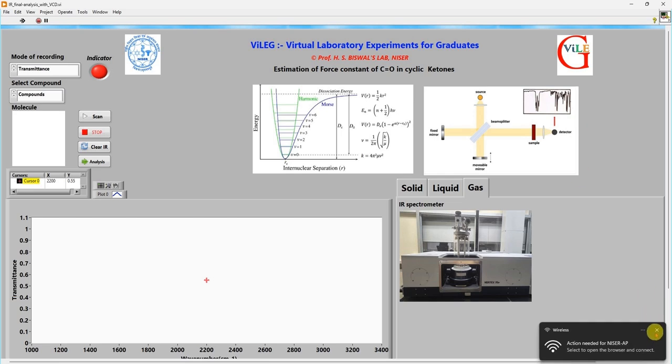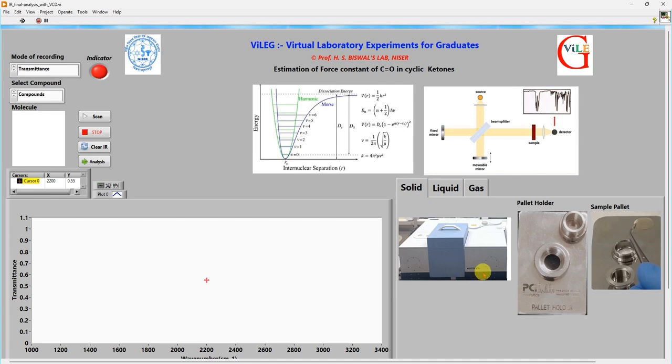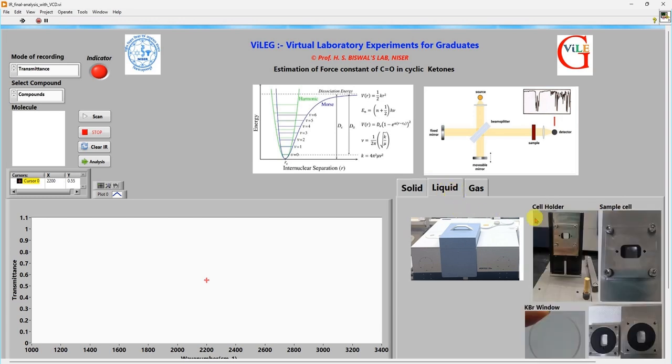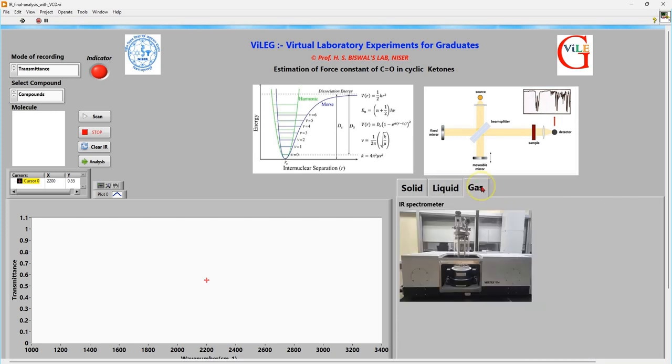So we can have IR spectra in all the phases of matter. In our lab, we use the Vertex 70V for recording IR spectra. For a solid sample, we have a pellet holder like shown here, and this is a sample pellet. For liquid samples, we use a liquid cell holder as shown here. For gaseous samples, we have a multipass gas cell.